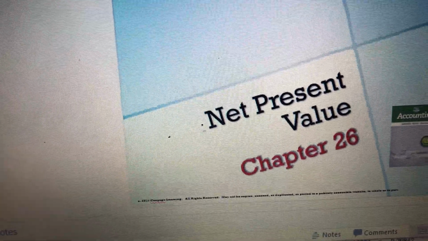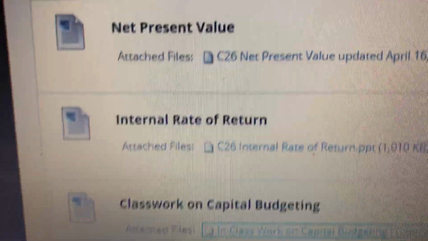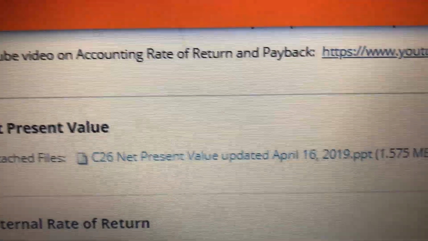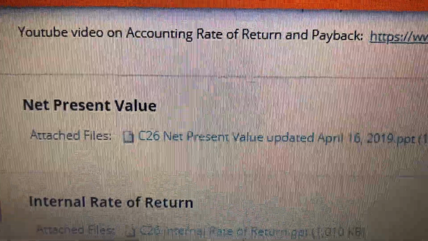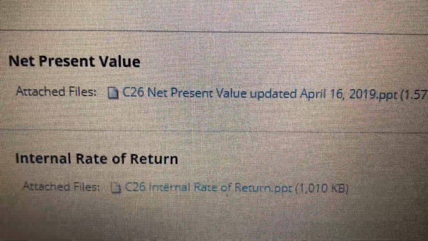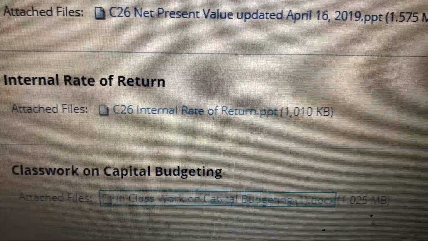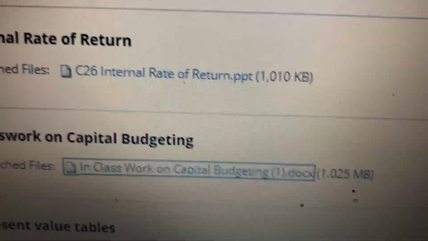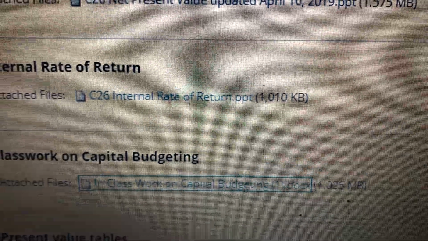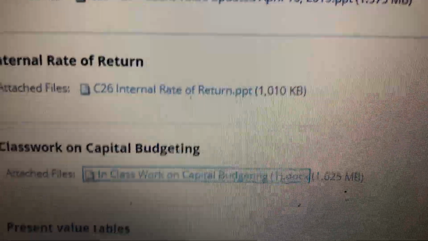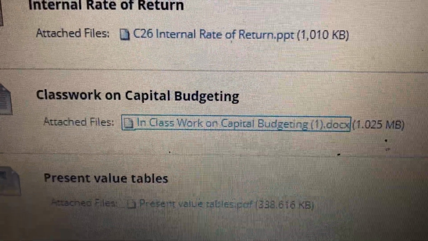There's also, let's see if I can find it, net present value PowerPoints. Chapter 26, then we'll do internal rate of return on the next video. Here's your classwork, which is an entire problem starting with the accounting rate of return, and it goes on through internal rate of return. These are present value tables.